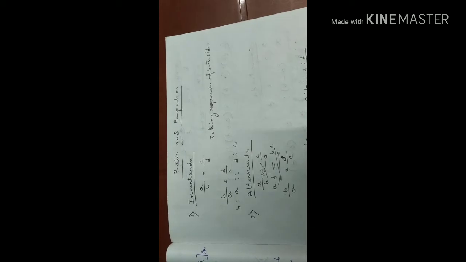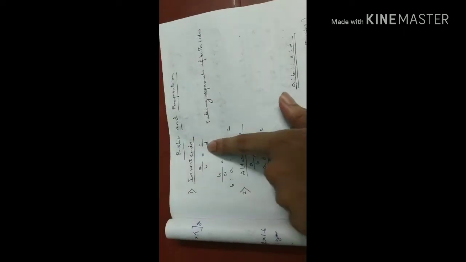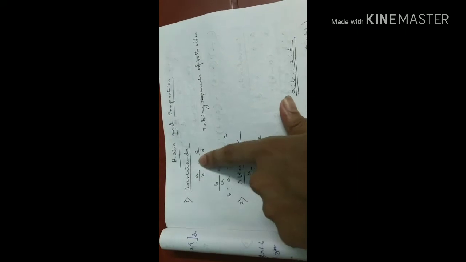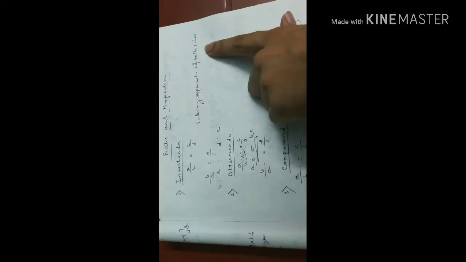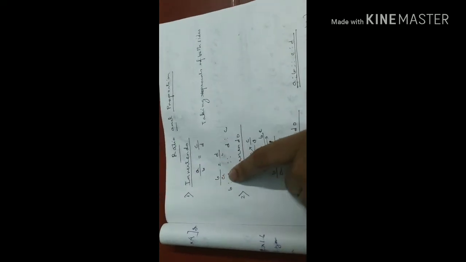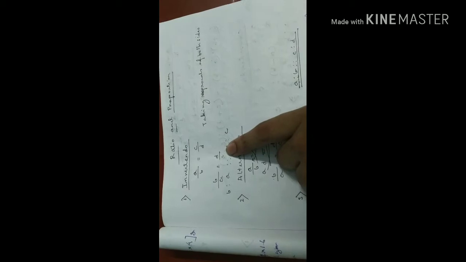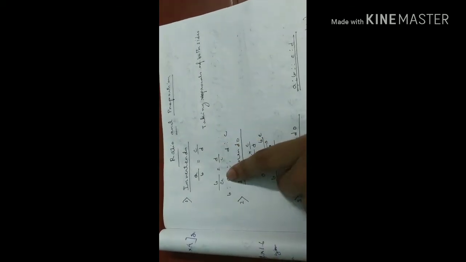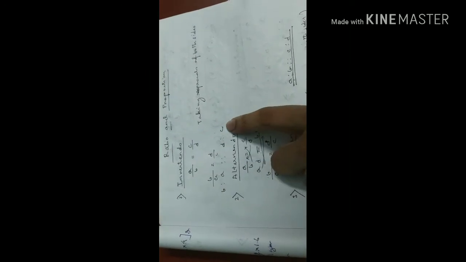Let us continue. Ratio proportion. Some properties of ratio proportion we have to discuss. There are 6 properties, and the first one is invertendo. Just check A by B is equals to C by D. Invertendo, as the name suggests, we need to invert it. We are going to take the reciprocal of both sides. A by B becomes B by A, and C by D becomes D by C.